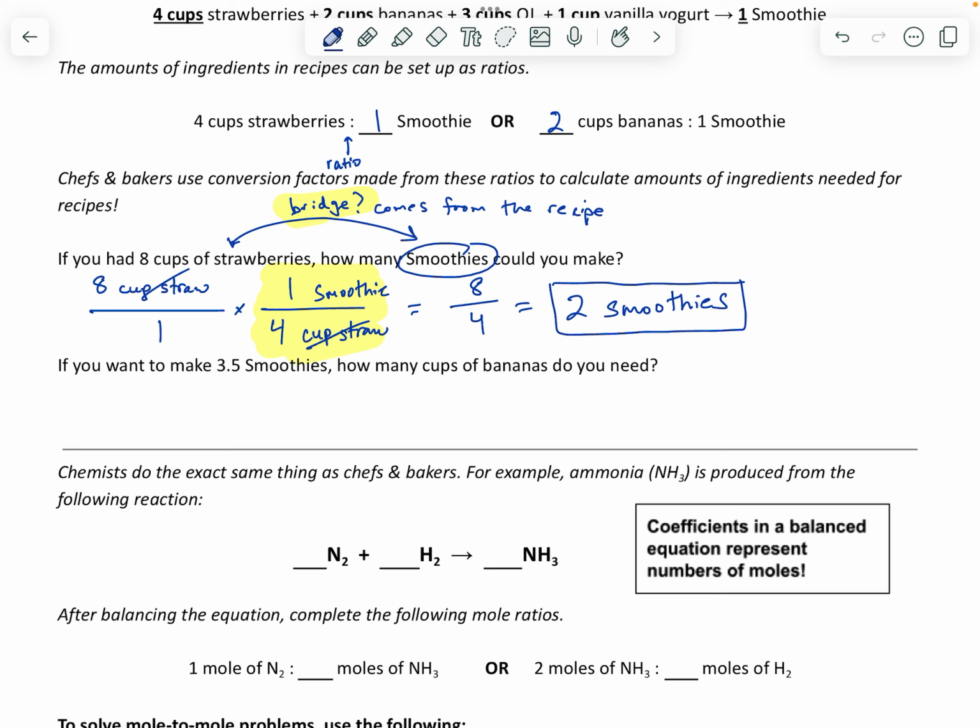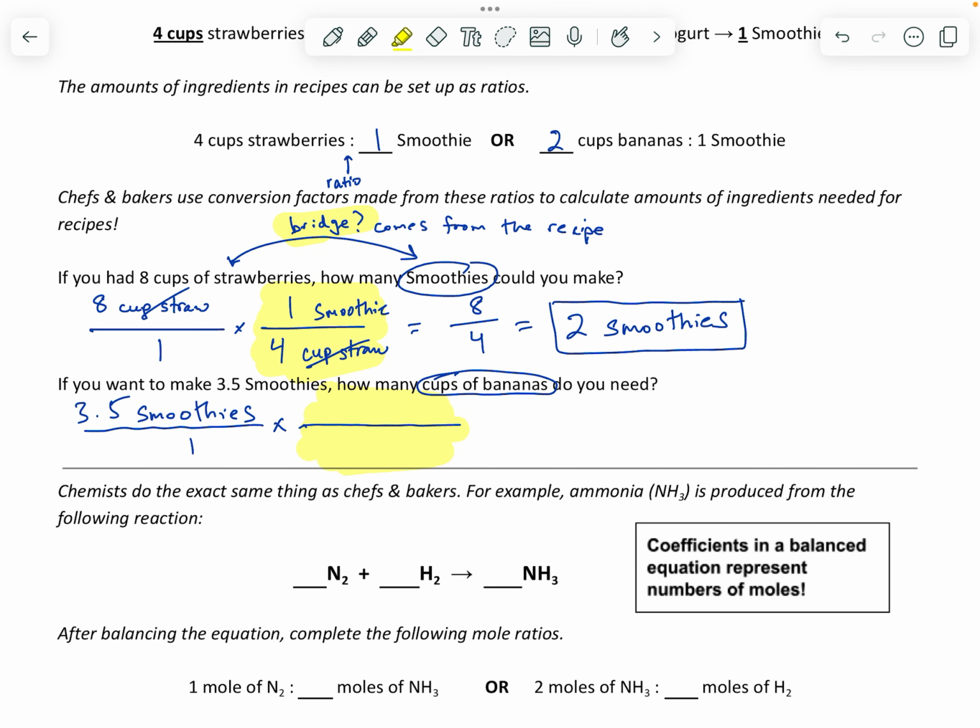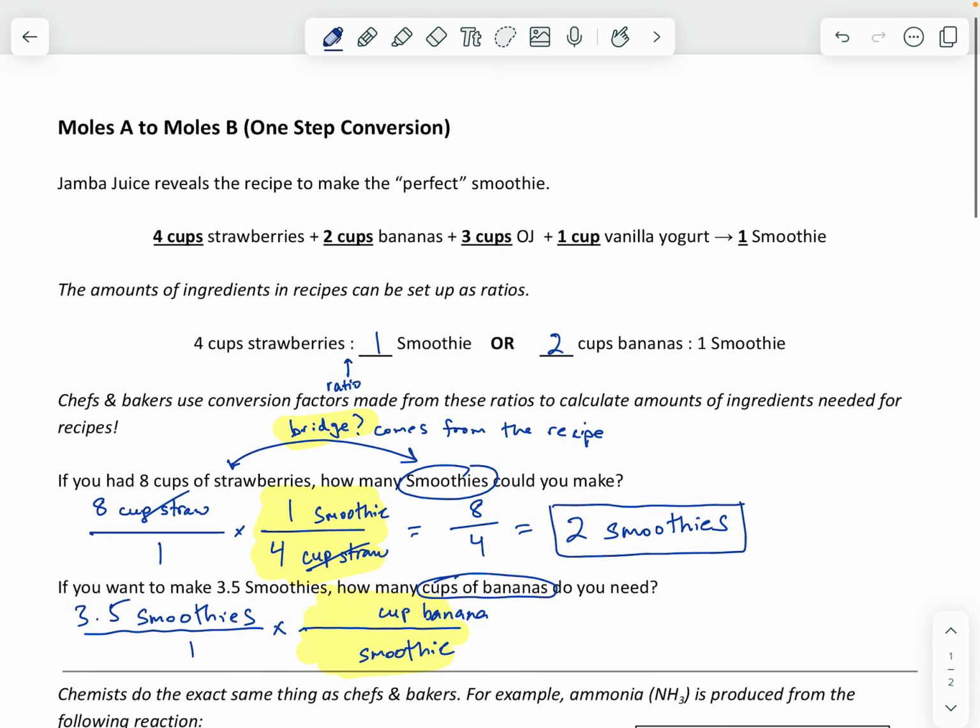So we can go backwards too. We don't always have to start with an ingredient, but we see how we're starting here with 3.5 smoothies. So I start with the unit of smoothie over 1, and I want to know how many cups of bananas. So this is what I'm looking for, cups of bananas. In my bridge here, how I'm going to go from one thing to another, I know that I'm dealing with just cups of bananas and smoothies. Smoothies is on the bottom to cancel out, cups of banana goes on top, and then I go back and, again, what's the bridge?